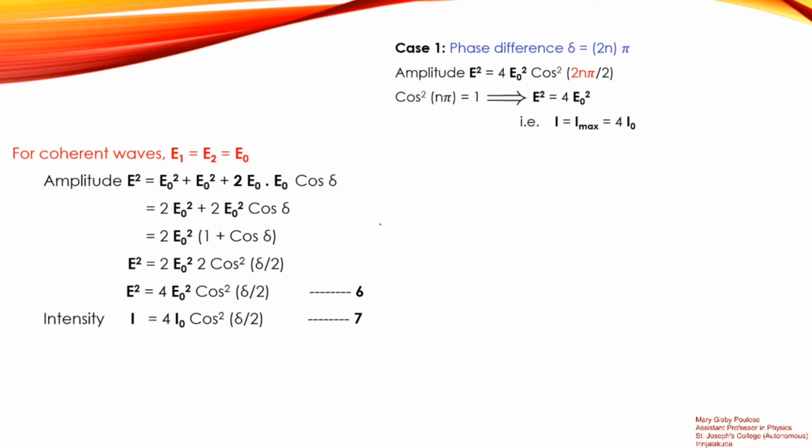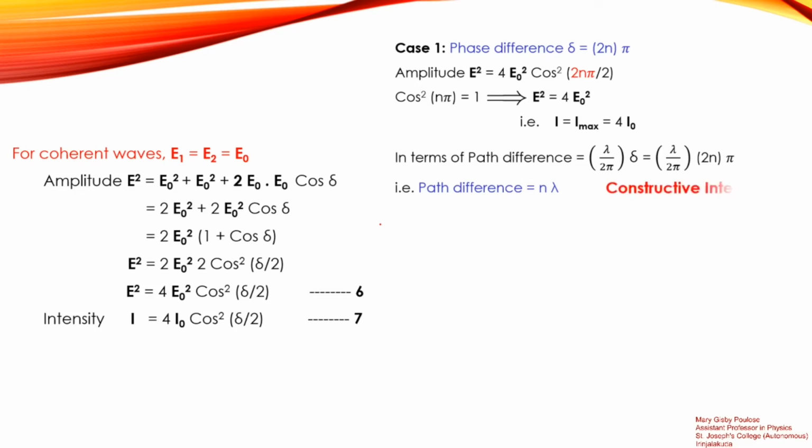In terms of intensity, I = I_max = 4I0. This is the maximum possible value for the light intensity. In terms of path difference, we can write it as the factor λ/2π times the phase difference, that is λ/2π × 2nπ. This implies that the path difference is nλ. That is, when the path difference is an integral multiple of λ, we observe constructive interference of light, where the intensity is maximum.